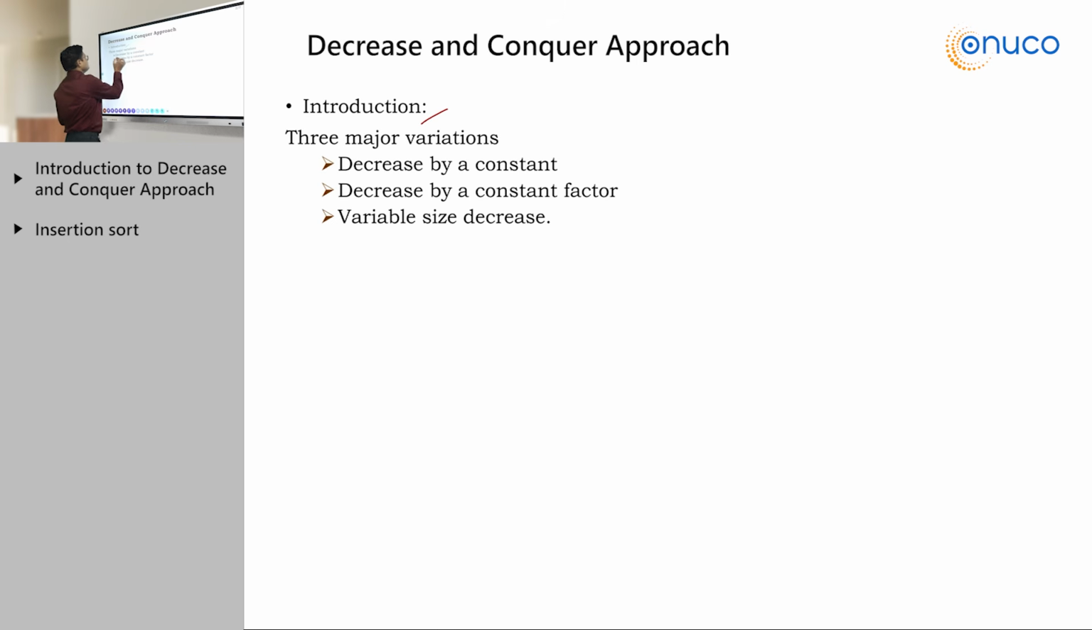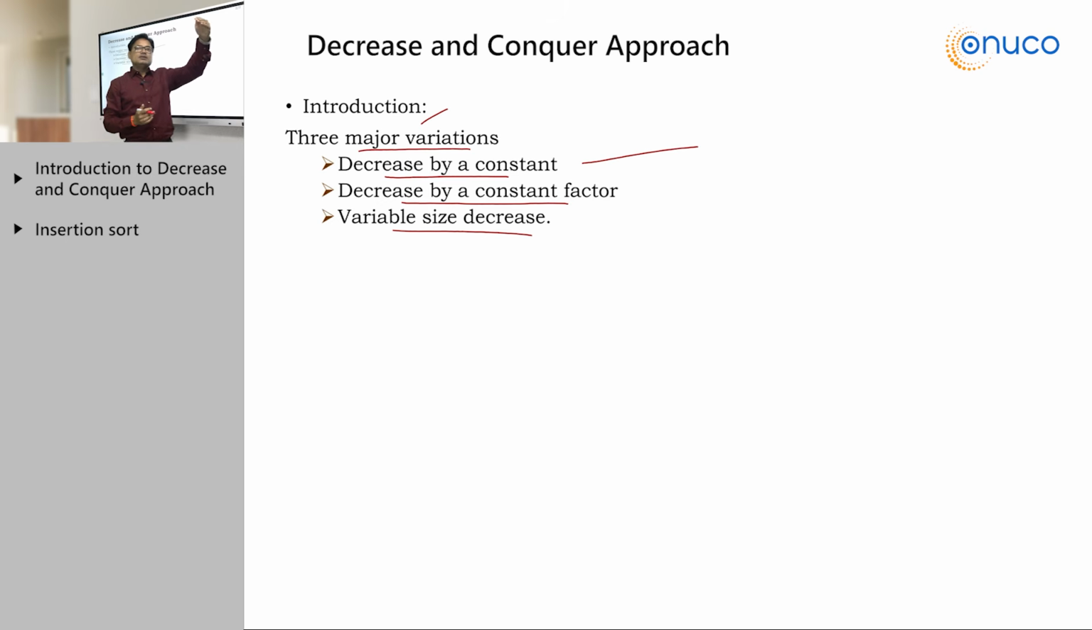Here we have three major variations. We have decrease by constant, decrease by constant factor, and variable size decrease. When you are talking about decrease by constant, it means the problem size you are going to decrease by 1. For example, we are going to discuss insertion sort. If the problem size is n, then you are going to decrease it to n minus 1, and hence find the solution. So how does it look?